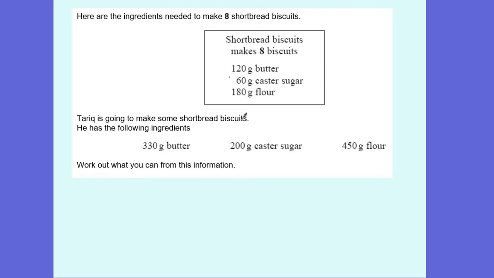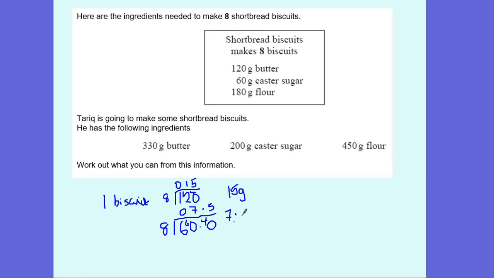Okay, let's work some things out. If this is how much he needs to make 8 biscuits, how much does he need for 1 biscuit? We need to divide everything by 8. 120 divided by 8 gives me 15. So he needs 15 grams of butter. He needs 60 divided by 8 grams of caster sugar. How many 8s are there in 60 for me, KJ? 7, lovely. Remainder 4. So he needs 7.5 grams of sugar.